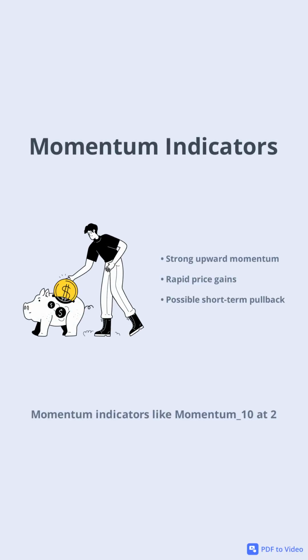Momentum indicators like Momentum 10 at 2.73 and Momentum 20 at 1.49 show that ONDS has experienced strong upward price movement recently. The rate of change, ROC 14 at 56.95 and ROCP 14 at 0.57, further highlight the stock's rapid gains.